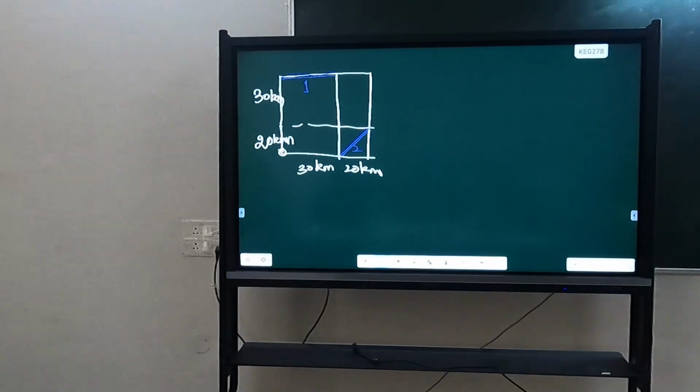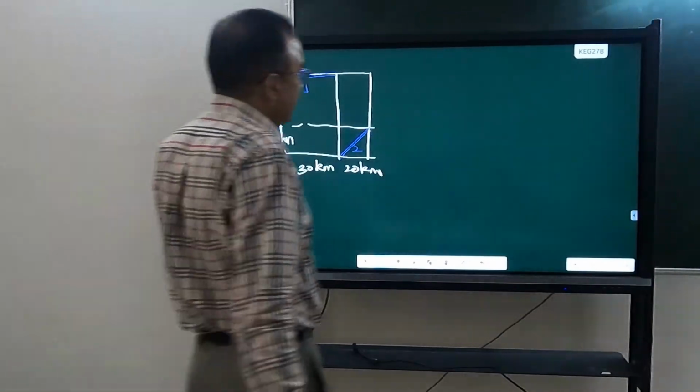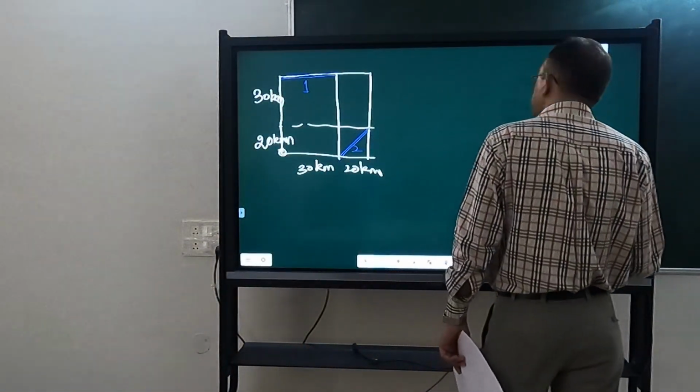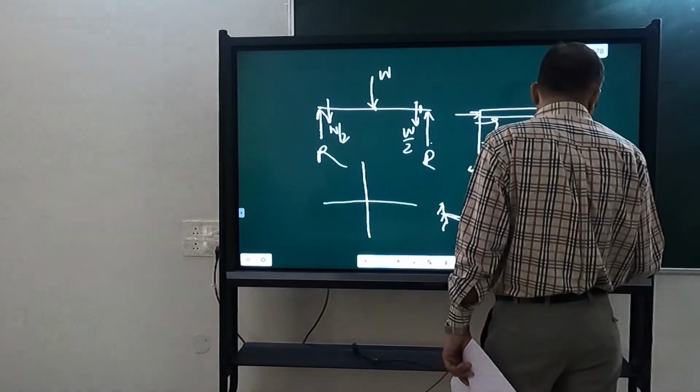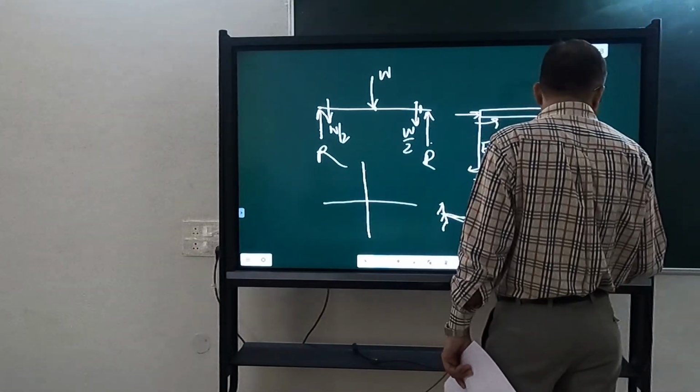Everything is clear, but clear the one on symmetry. When to consider symmetry or not? When the structure, loading and deformed shape all are mirror images.